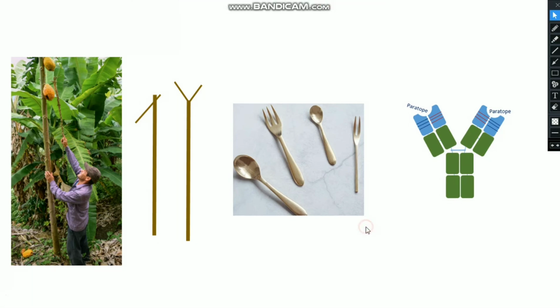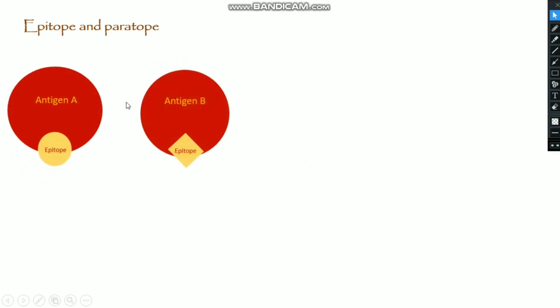And next is the epitope and paratope. So what is an epitope actually? An epitope is a special kind of sequence of the antigen. In that sequence the antibody is going to bind. So in this antigen A and B, this is the epitope. So the epitope is a special sequence, and the specific antibody is going to bind here.